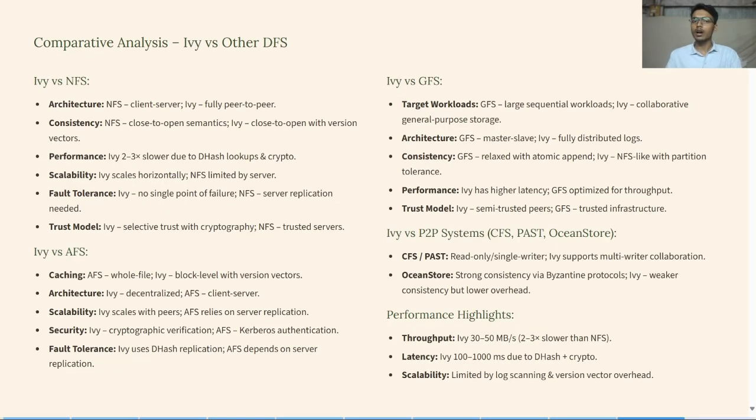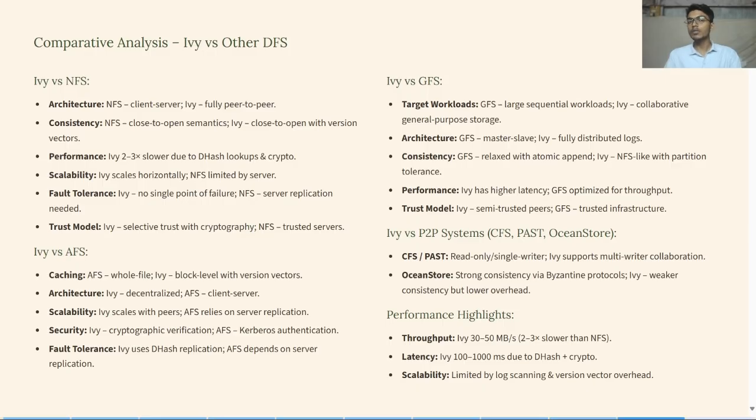Comparative analysis of Ivy versus other DFS. Ivy differs significantly from traditional and modern distributed file systems. Compared to NFS, Ivy replaces the client-server model with a fully peer-to-peer design, offering horizontal scalability and no single point of failure. Though at 2-3 times slower performance due to DHash lookups and cryptographic operations, its consistency is close to open, enhanced with version vectors, and trust is managed selectively using cryptography.